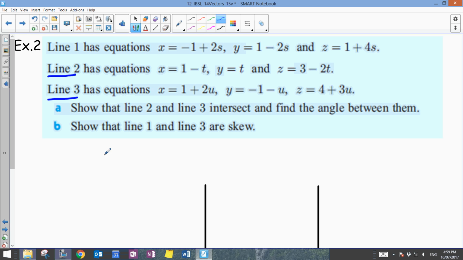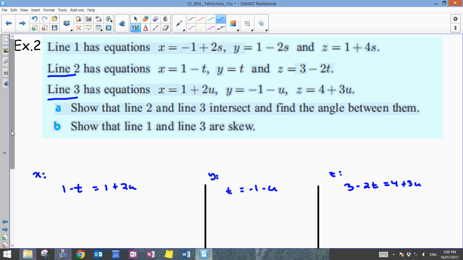In order to show that any lines intersect, we're going to set each of the components equal to each other. So let's start with the x components. 1 minus t we'll set equal to 1 plus 2u. And then the y component, we'll take t and set that equal to negative 1 minus u. And then the z component, which is 3 minus 2t, we will set equal to 4 plus 3u.